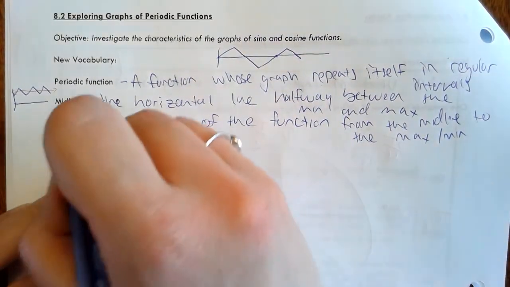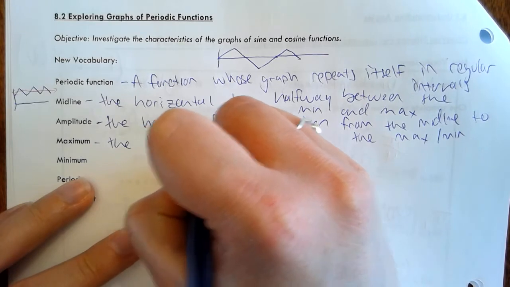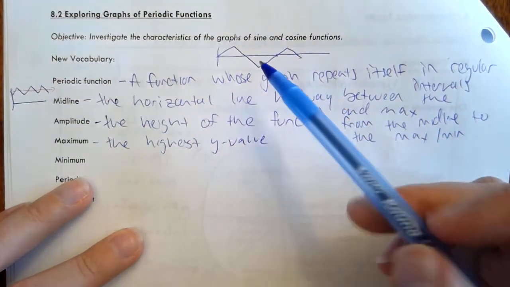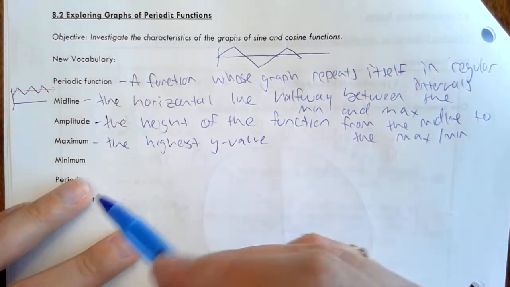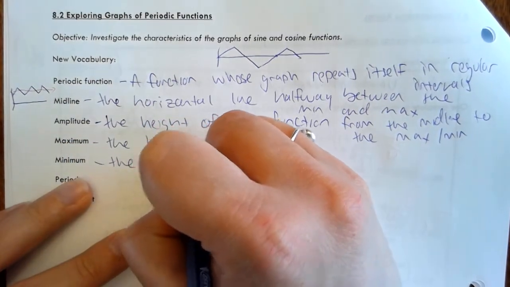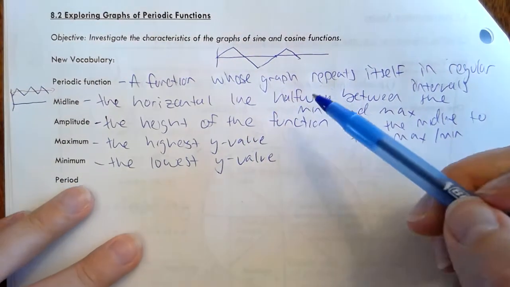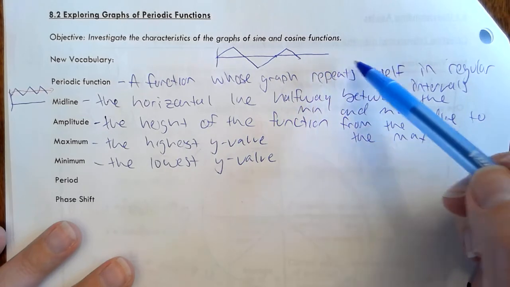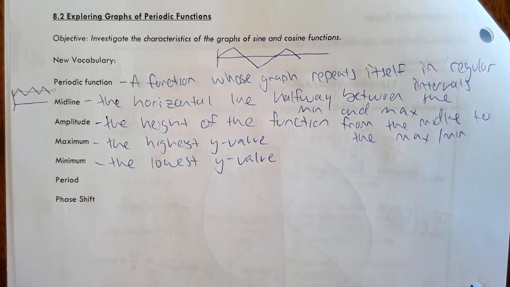Okay, maximum. This one's easy. The highest y value. And there's typically more than one. For example, right here, there's a max, there's a max. Minimum. The lowest y value. Again, often more than one. I just drew one on here, but there'd be another one kind of down here, and then another one over there, and keep going. Just the highest value, then the lowest value.